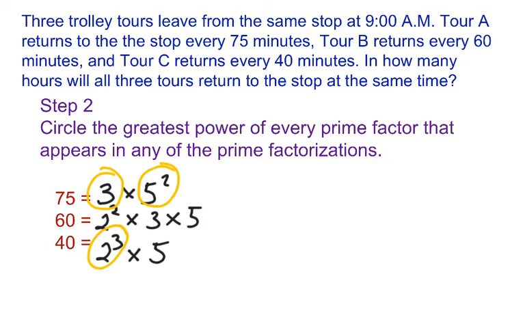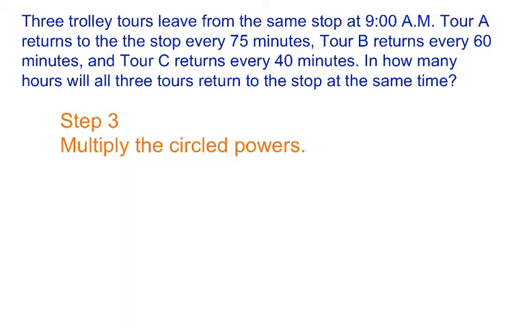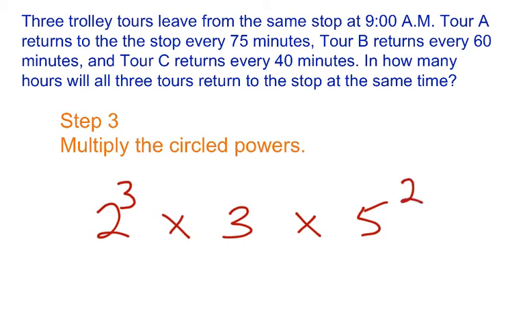So for step 3, you're going to write: multiply the circled powers. And in the previous video, you saw that we had a 2, a 3, and a 5. My highest power was to the third power for 2 and to the second power of 5. So you multiply them. Well, 2 to the third power means 2 times 2 times 2. Remember, it does not mean 2 times 3. It means 2 times 2 times 2.